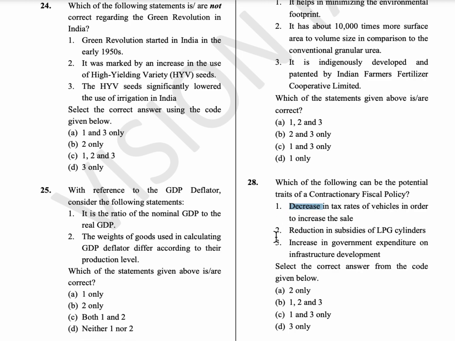Coming to second statement, reduction in subsidies of LPG cylinders. So yes, this is included. If we reduce subsidies on LPG cylinders, then some amount of money can be saved. Option 3 is increase in government expenditure on infrastructure development. So it is not increase, it is decrease. If we decrease, only then we'll get some amount in stock. So only second statement is correct. So option A.